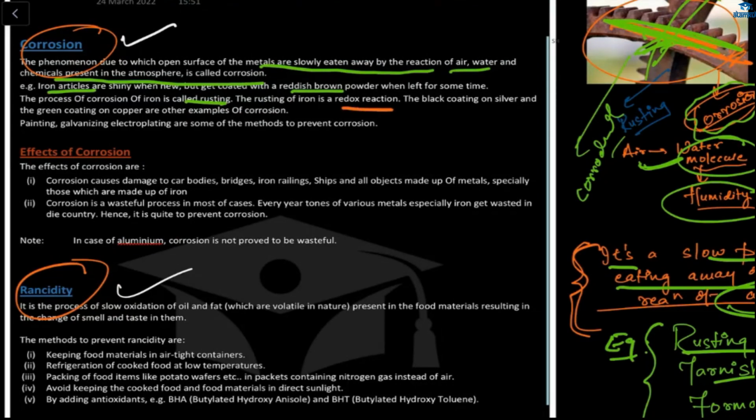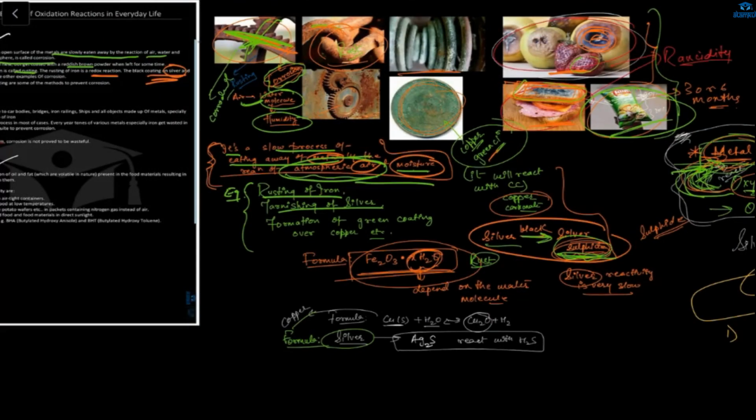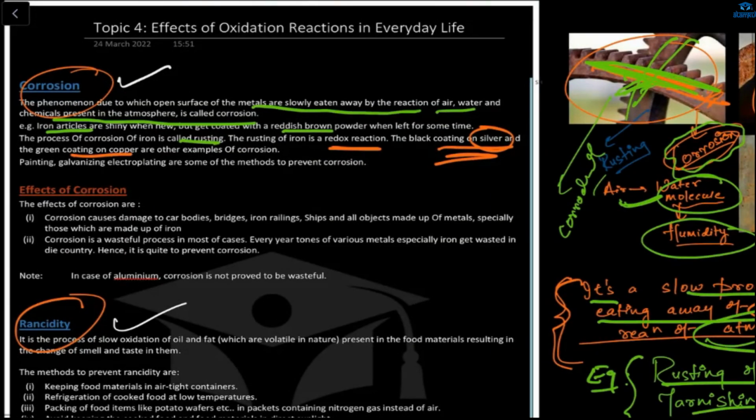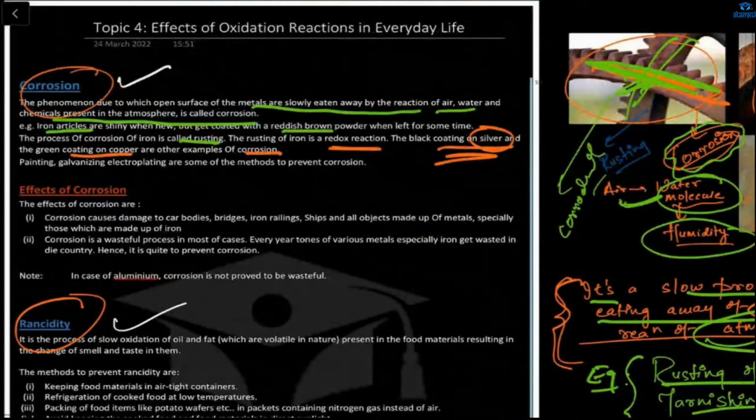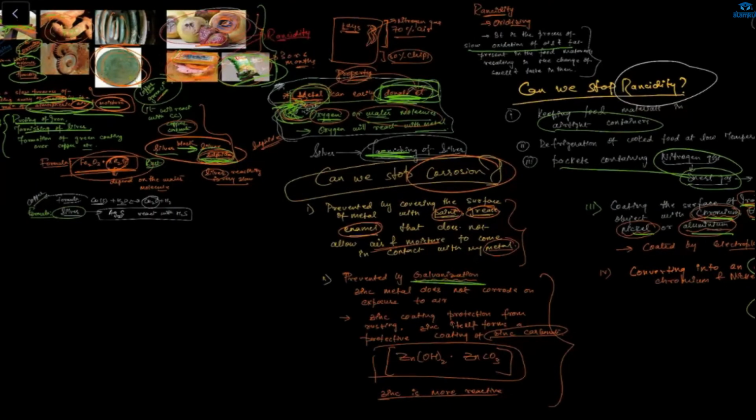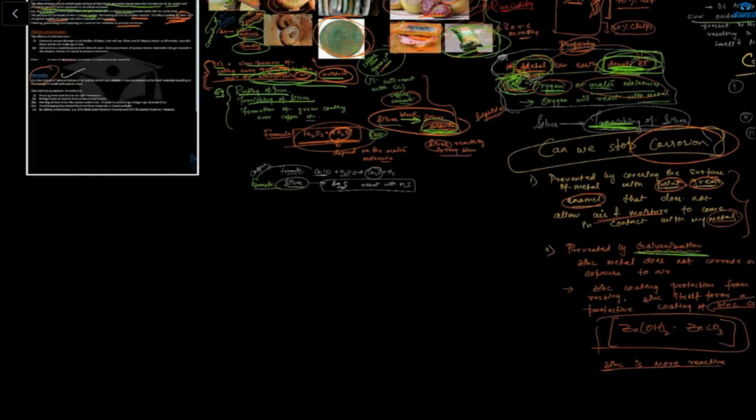The rusting of iron is a redox reaction. The black coating of silver, see, here is what? The black coating of silver, and I also wrote that the silver black coating is because of the silver sulfide. And the green coating on copper. This is my copper, and here is the green coating on my copper. Okay, these are examples of corrosion. Painting, galvanizing, and electroplating are the methods to prevent corrosion. Here I wrote these 1, 2, 3 and 4 points, on how we can prevent and stop corrosion.